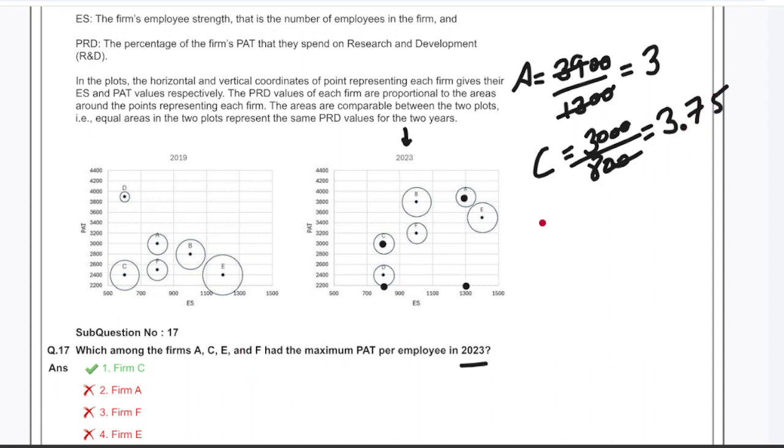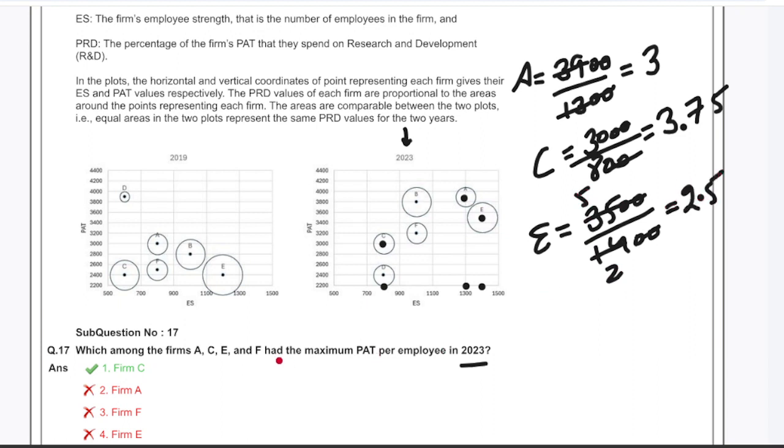Then for E, it is 3500 divided by 1400. 7 into 2, 14. 7 into 5, 5 by 2, that is 2.5. And then for F, it is 3200 divided by 1000. That is 3.2.